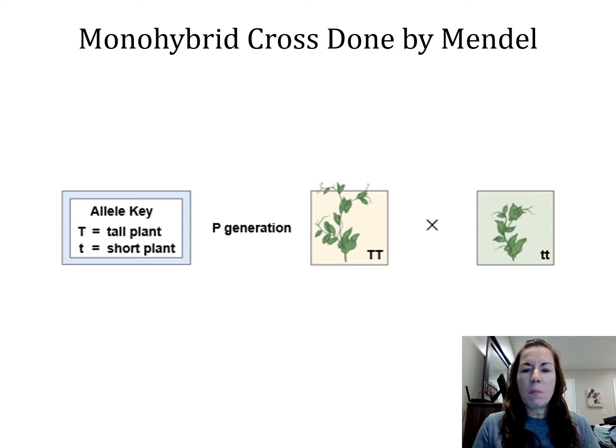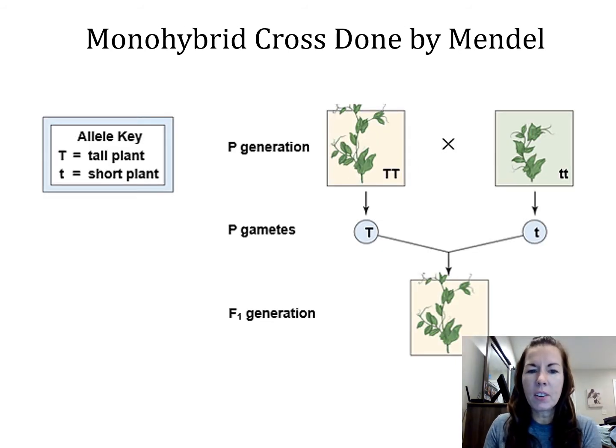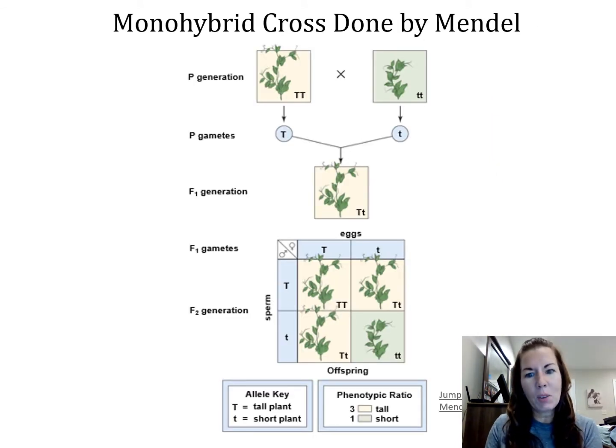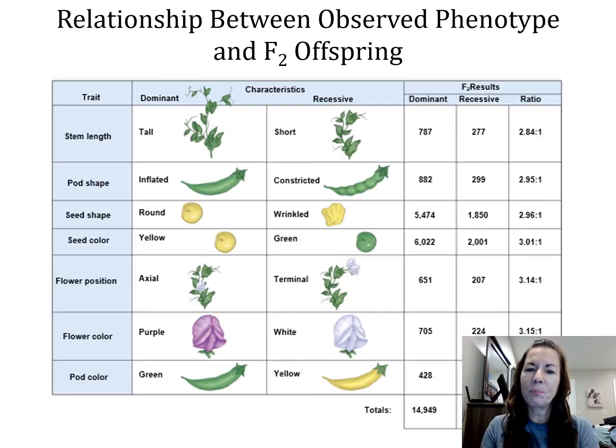This is an example of a monohybrid cross done by Mendel. He looked at a tall plant and a short plant, and he got the gametes from that generation. He joined them together, and he would get a heterozygous offspring. Then he would look at the gametes from that heterozygous offspring and cross those, and every time he did that, he would get 3 tall ones and a short one. So every time he did this monohybrid cross and looked at that second generation, the F2 generation, he would get a 3-to-1 ratio.